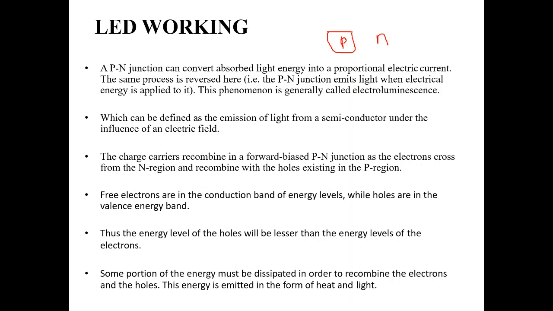In the trivalent material, one free hole is present. That's why the free charge carriers in the p-type are holes, and in the n-type the electrons are the free charge carriers. When they are joined, a depletion layer is present. When this diode is forward biased, the holes move from p-type material to n-type material, and electrons move from n-type to p-type material.